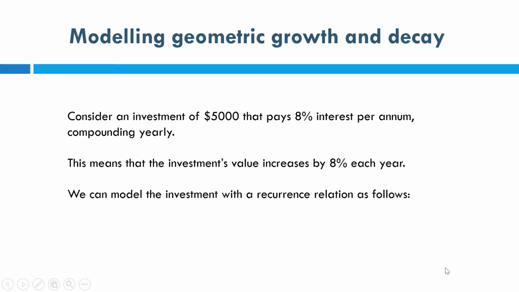Okay, so for compound interest, let's consider this investment of $5,000 that pays 8% interest per annum, compounding yearly. Now, we'll talk about compounding yearly, monthly later on, but at the moment, compounding yearly. This means that the investment's value increases by 8% each year on what is in the account at the end of the year after the interest has been paid. Okay? So we'll model it like this.